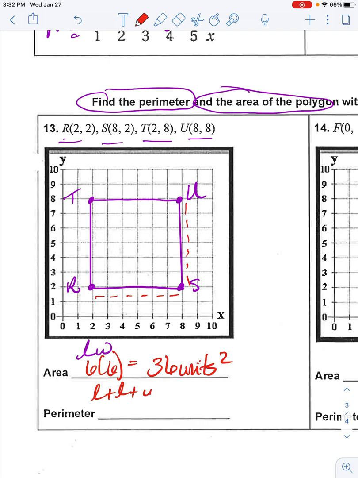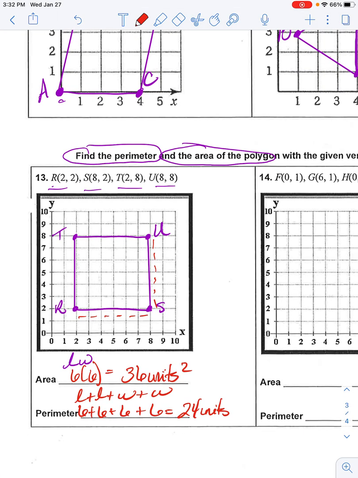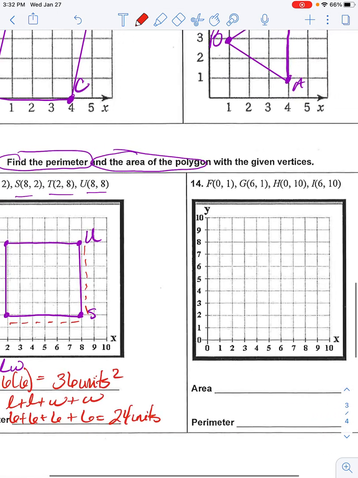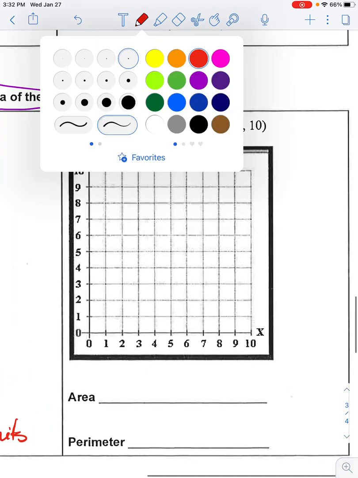Perimeter, length plus width plus length plus width. It's a 6 by 6. So 6 plus 6 plus 6 plus 6 would be 24 units. Perimeter is not squared. Okay. Let's do the same for 14.